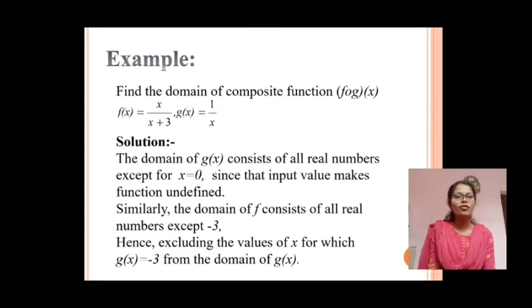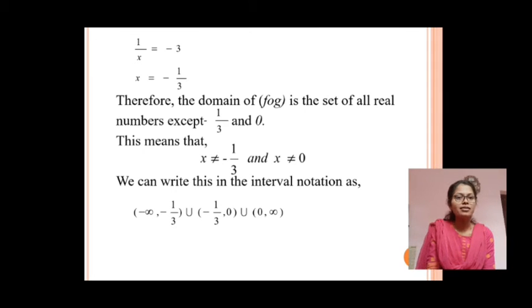Now similarly for f of x, the domain of f consists of all real numbers except minus 3, because at x is equal to minus 3, the function f of x is undefined. Hence exclude the values of x for which g of x is equal to minus 3 from the domain of g of x. So 1 upon x is equal to minus 3, x is equal to minus 1 upon 3.